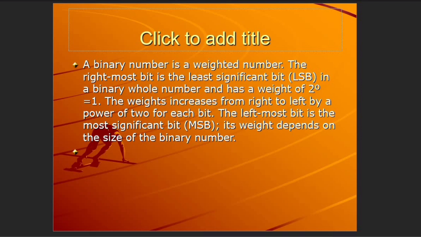A binary number is a weighted number. The rightmost bit is the least significant bit, LSB, in a binary whole number, and it has a weight of 2 to the power 0, which equals 1. The weights increase from right to left by a power of 2 for each bit. The leftmost bit is the most significant bit, MSB. Its weight depends on the size of the binary number.